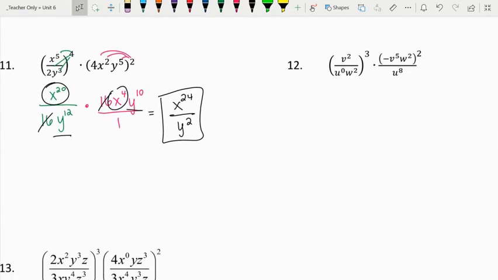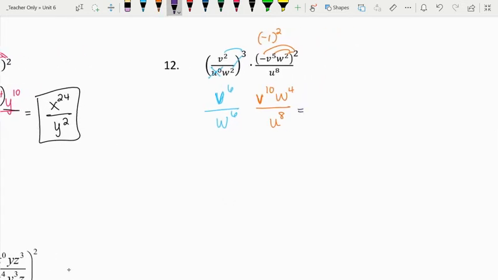Looking at number 12, I'm going to deal with the left side first, getting rid of the u to the 0 because that's 1. Distributing the cube. That gives me v to the 6th over w to the 6th. On the right side, we're going to distribute the squared even to the negative 1 on the outside, which makes it a positive 1. This becomes v to the 10th, w to the 4th, and we have a u to the 8th as well.